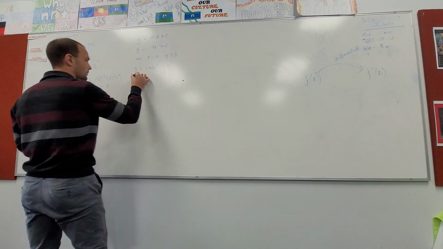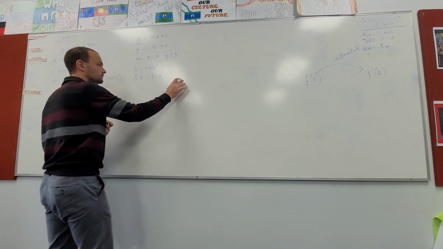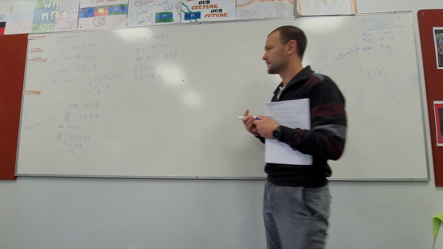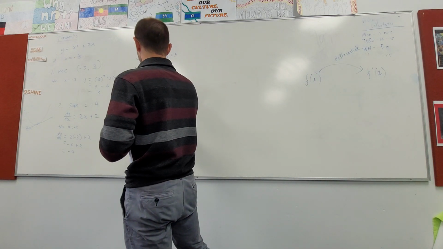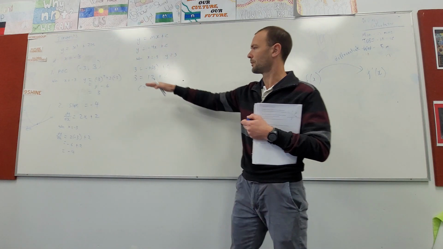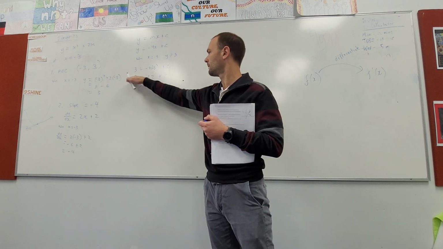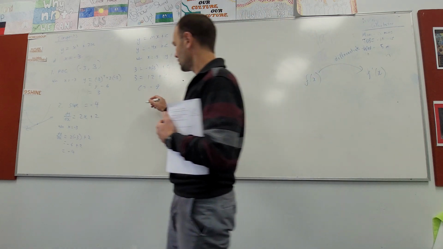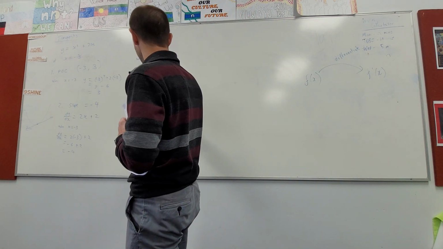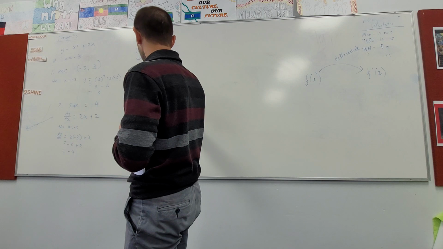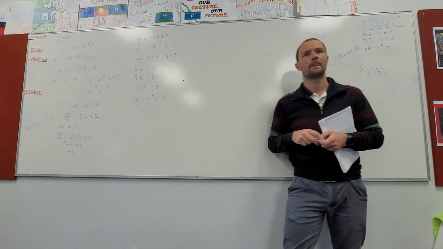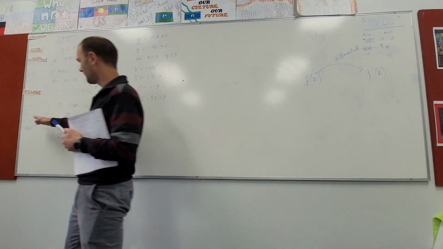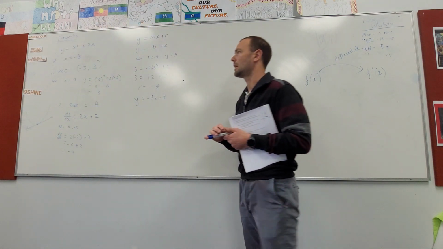-4 times -3 is +12. Okay, so the value of c is -9. So we've got 3 equals 12 plus c, take away 12 from both sides. C is -9, which means the equation of the tangent is -4x take away 9. Okay, that is the equation of the line that will touch the curve at x is -3, y is +3.